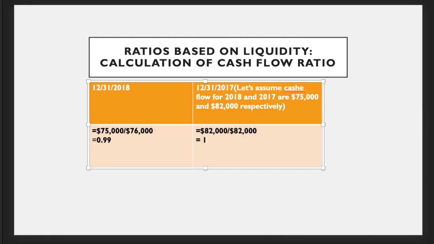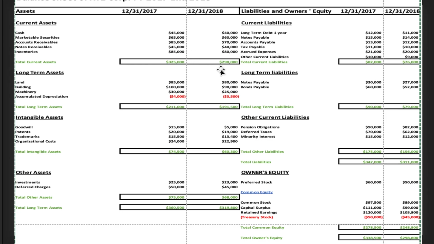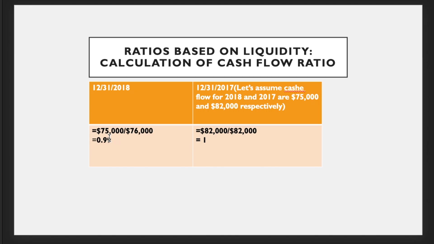Cash flow for 2018 and 2017 are $75,000 and $82,000 respectively. And the current liabilities are $76,000 and $82,000 respectively. So when you calculate $75,000 divided by $76,000, you arrive at 0.99, and $82,000 by $82,000, you arrive at 1. As you can see, unlike the previous year, the cash flow from operation generated by the firm in the most recent year is not sufficient to cover the current liabilities.